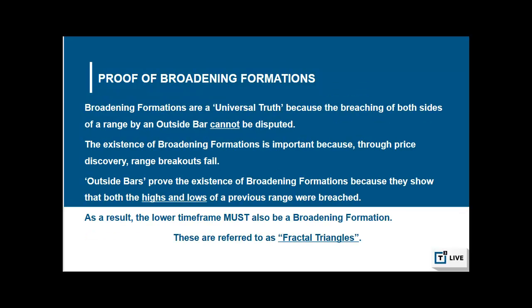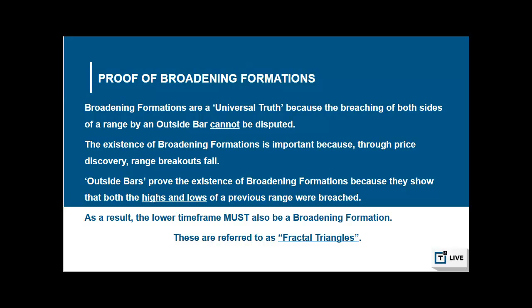Broadening formations are a universal truth because the breaching of both sides of the range of an outside bar cannot be disputed, right? So if the range is taken out on both sides, no one can say that didn't happen, right? That condition exists. The existence of broadening formations is important because through price discovery, range breakouts fail or they are successful, right? And so when these breakouts fail, they're going to try and test the other side, as you're going to see. Outside bars prove the existence of broadening formations because they show that both sides of the highs and lows of a previous range were breached. So simply the fact that outside bars exist is proof positive that what I'm saying is true. No one can dispute that.